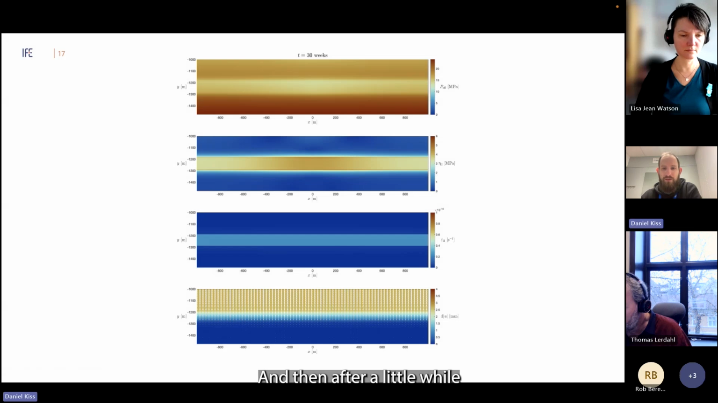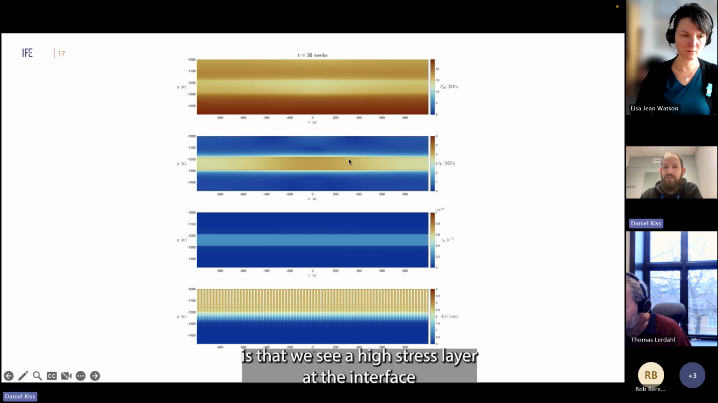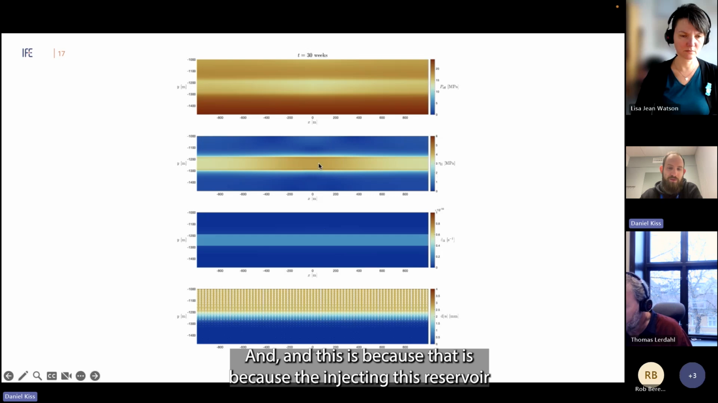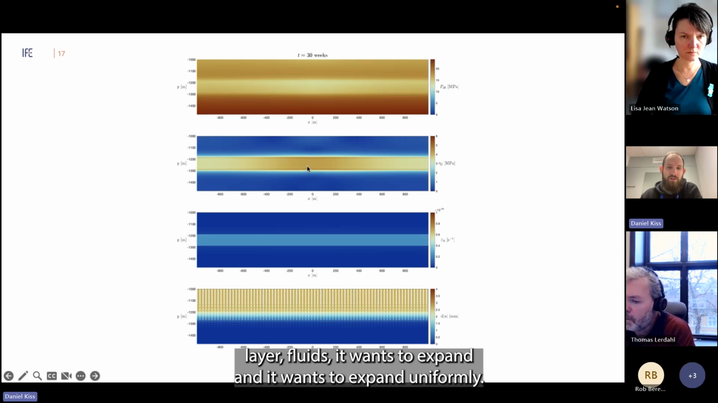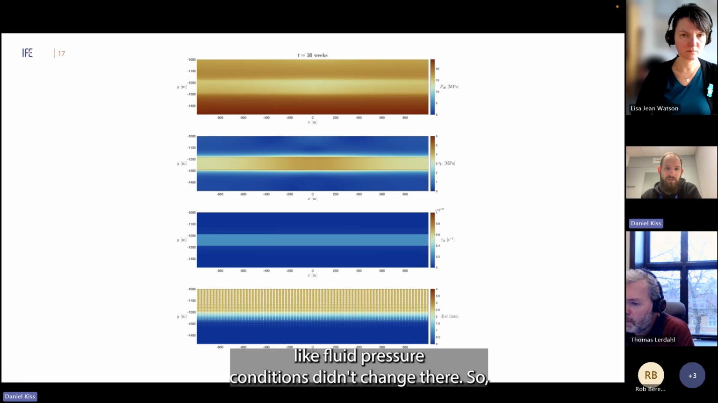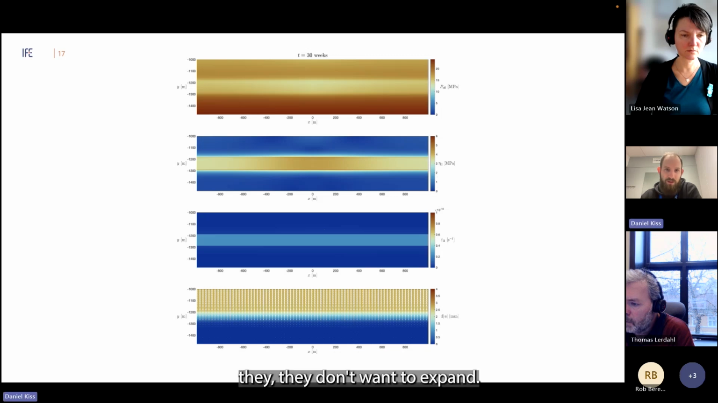And then after a little while, we start to see very interesting patterns. What's interesting here is that we see a high stress layer at the interface of the cap and base layer versus the reservoir. This is because we inject fluids in this reservoir layer. It wants to expand, and it wants to expand uniformly. But the layers on top and below are happy the way they are. Fluid pressure conditions didn't change there. So they don't want to expand.